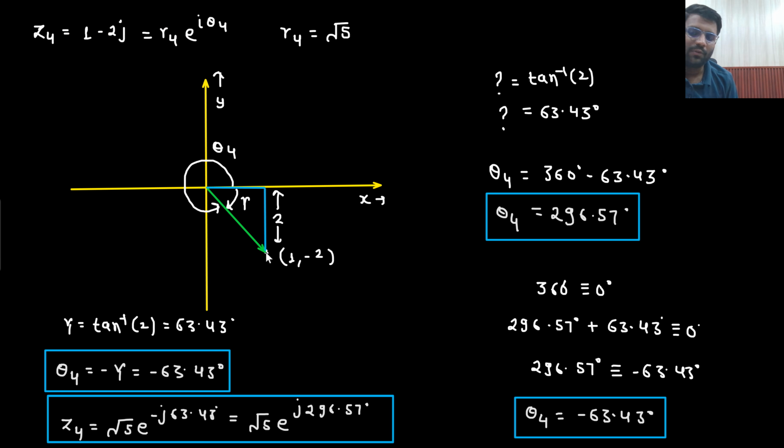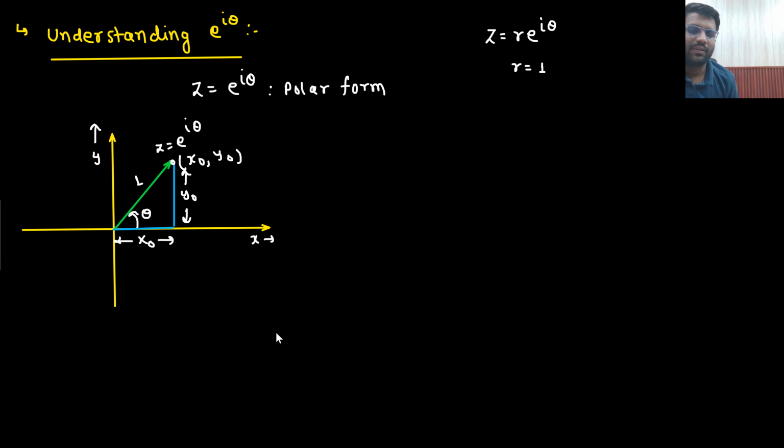Similarly here also, what was this number? This number z4 was nothing but root 5 e to the power minus 63.43 degree. That means it has some coordinate, no? So let's say the coordinates are x naught, y naught. Can you let me know what will be the value of x naught? Just take the projection of this. What will be the value of x naught?